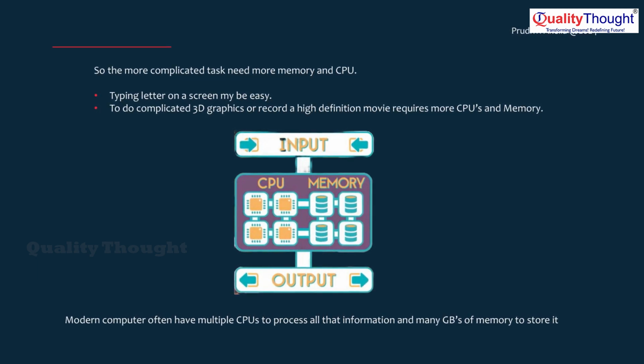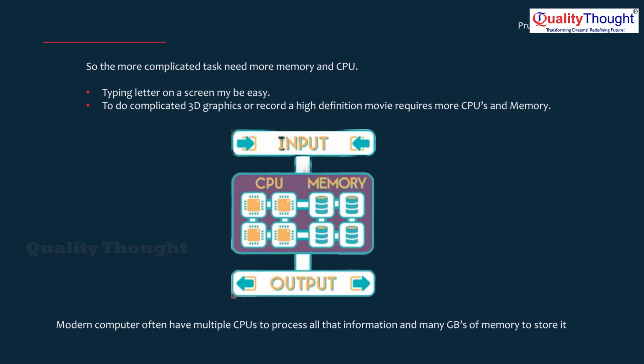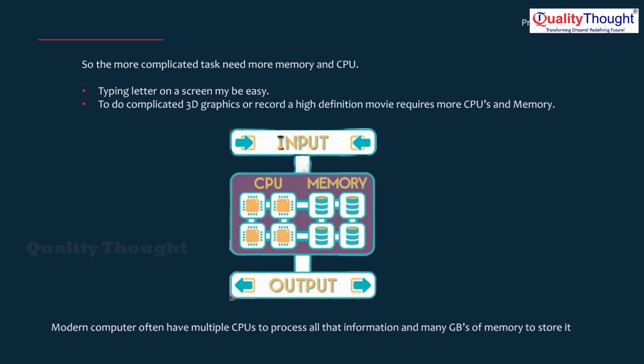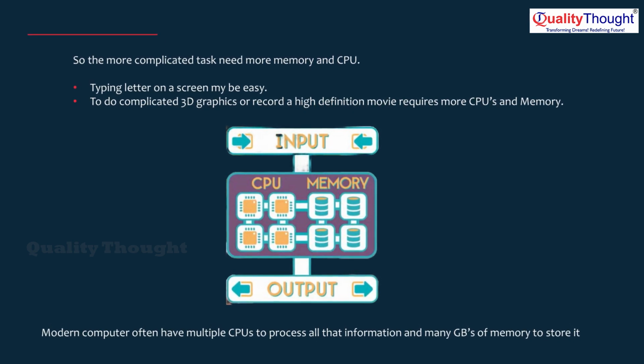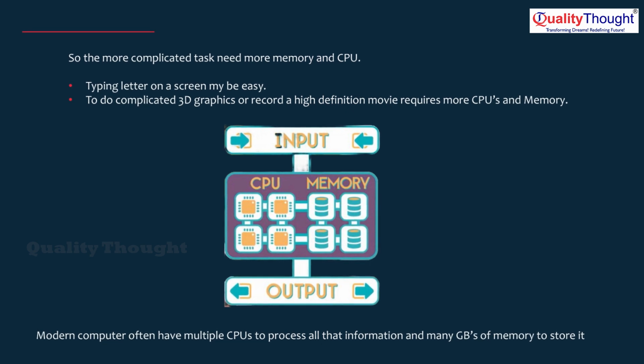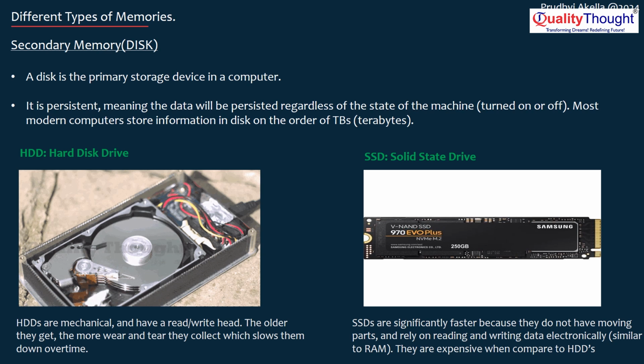To do the complicated 3D graphics or record a high definition movie requires more CPUs and memory. Modern computers often have multiple CPUs to process all the information and many GBs of data to store it. When it comes to the different types of memories, the computer usually has two different types: the secondary memory, which is called a disk, and the primary memory, which is called RAM.